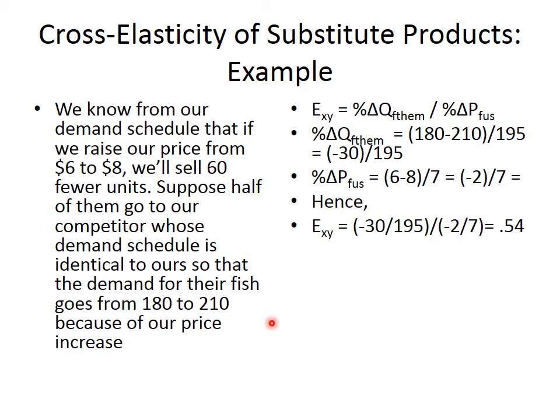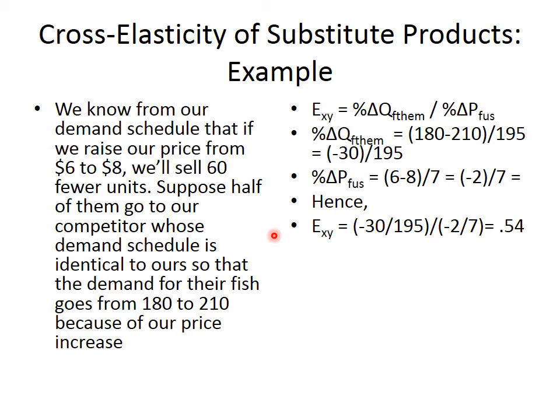Now, what we just set up in the last slide was the idea that we're in a relatively competitive market. We have a lot of taverns around us, all of whom are selling these fish sandwiches. So when we raise the price of our fish from $6 to $8, we'll sell 60 fewer units. Let's suppose that as a result of this price increase, half of our customers will go elsewhere.